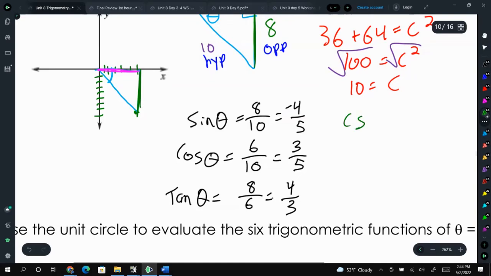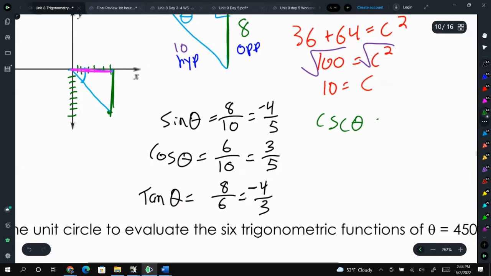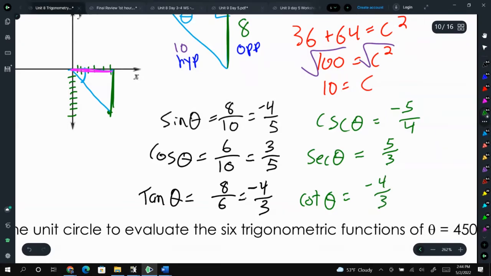Now when we do the cosecant, tangent will also be negative because sine is negative. Cosecant is going to be tangent flipped, and I'm going to use the reduced one so I don't have to do any work. Secant of theta is 5 over 3, and then the cotangent of theta is going to be negative 4 over 3. So there you have your 6 trig functions.